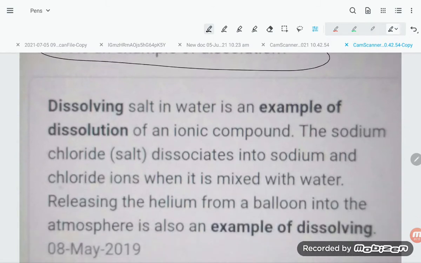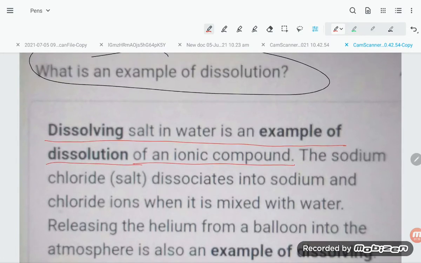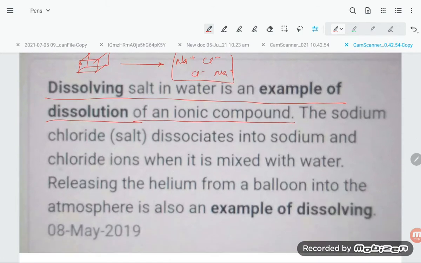Let's have a look at an example. Dissolving salt in water is an example of dissolution of an ionic compound. Salt consists of crystals, and when it dissolves in water, it always splits into ions. That is what is known as the dissolution process. Sodium chloride dissociates into sodium and chloride ions when it is mixed with water.